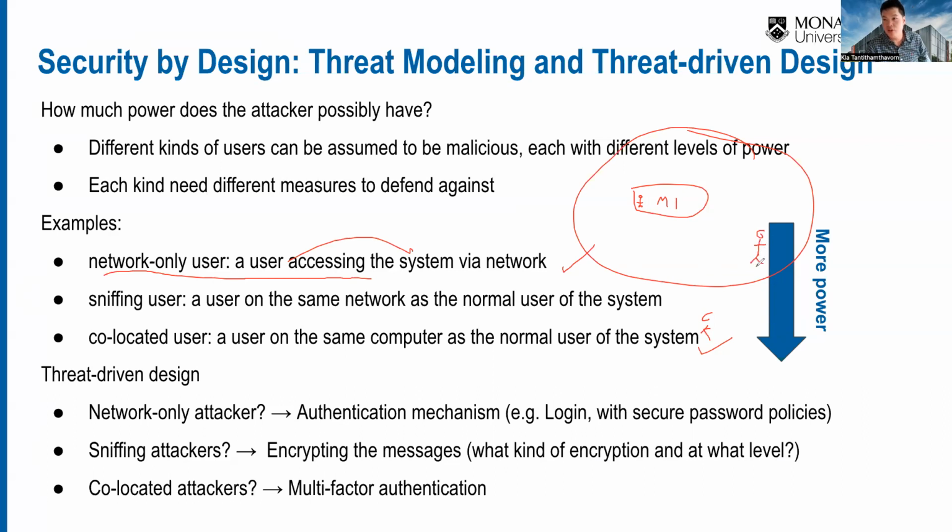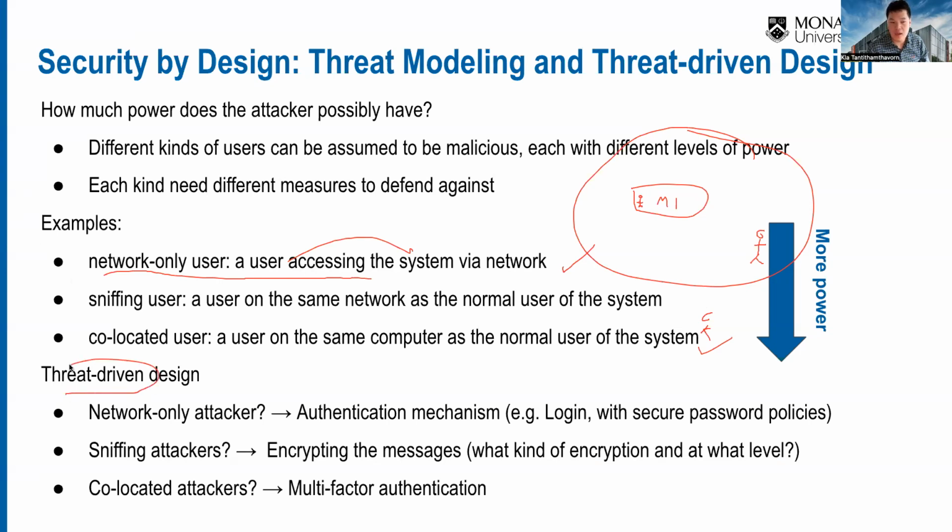Then the key question you need to think about is that these users may be an attacker. What is the level of access that they have to the system? You need to think about the severity and the potential threat that can happen. A local user within the M1 machine, if they have access to this level, what can they do, what can't they do. That's threat modeling and threat-driven design.